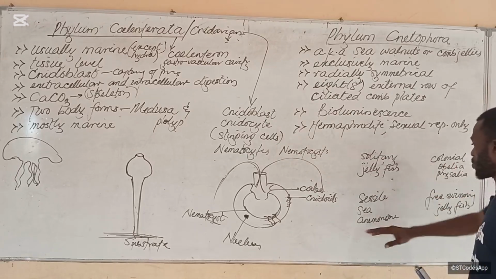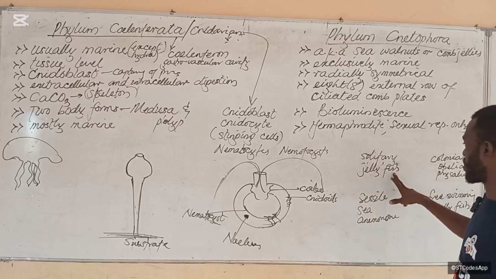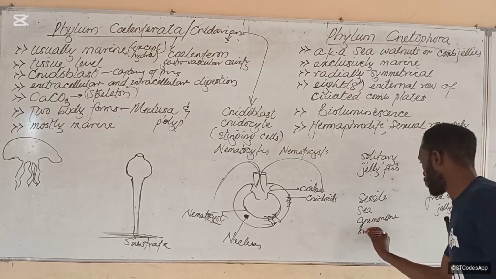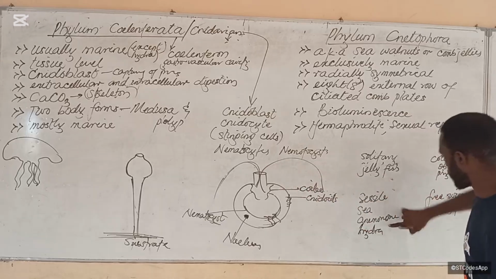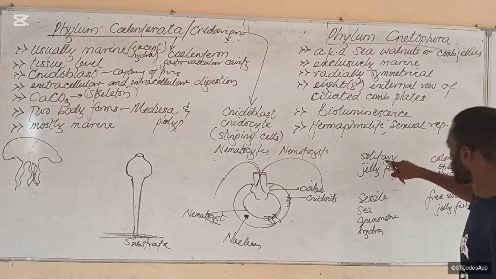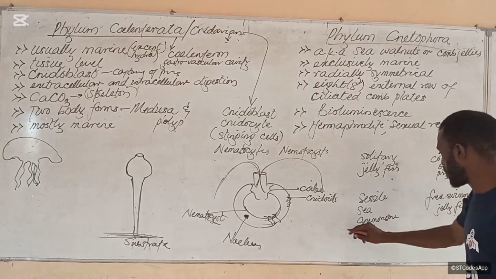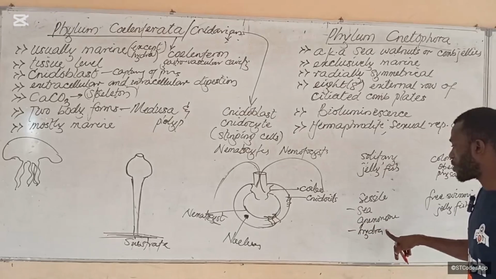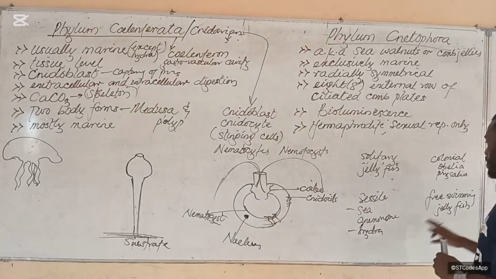Hydra is solitary and sessile. Sea anemone is sessile. Jellyfish is solitary but free swimming. Sea anemone and hydra are sessile. Okay, so it means they don't move around. That's the meaning of sessile. They are non-motile, while the motile form is the jellyfish.